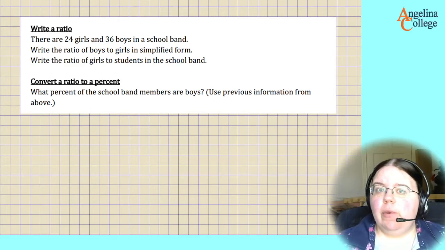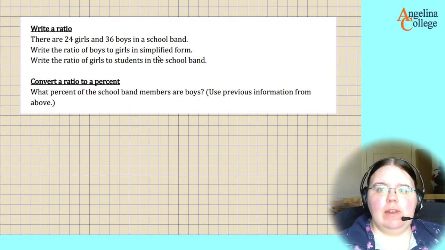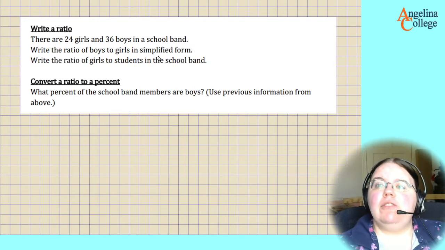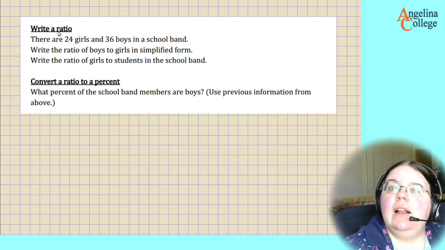In this video we are once again looking at the Test 2 review guide from Math 0325, and the problems we are looking at, two of them together in one video this time because they're using linked information, are about writing a ratio and converting a ratio to a percent. So the information we're given is that there are 24 girls and 36 boys in a school band. We're told to write the ratio of boys to girls in simplified form.